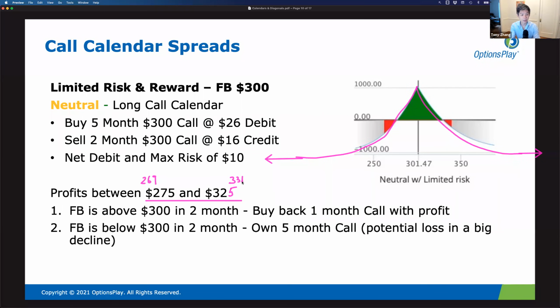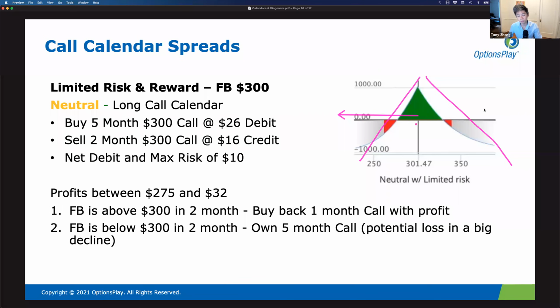Now, the difference between calendar and diagonal spreads is that you still have to manage these trades at the first expiration. Because with a short straddle at expiration, if the stock is below $300, the put is in the money. If it's above $300, the call is in the money. With the short calendar spread, you only have to worry about if the call is in the money. So you're really only concerned if the stock rallies substantially, because if it declines, then the short $300 call option that you've sold will expire worthless, and you simply just own the 5-month $300 call that you purchased.